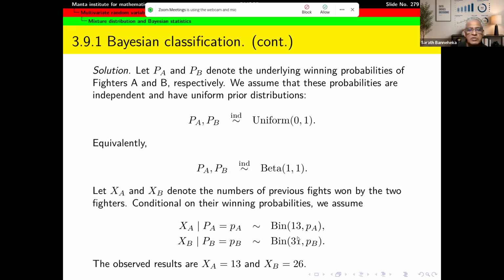we can assume that XA given PA equal to some value PA will be binomial with n equal to 13 and probability of success equal to the given PA value. And similarly, XB given PB will be binomial with n equal to 31 and probability of success equal to PB. The observed results are XA equal to 13 and XB equal to 26.